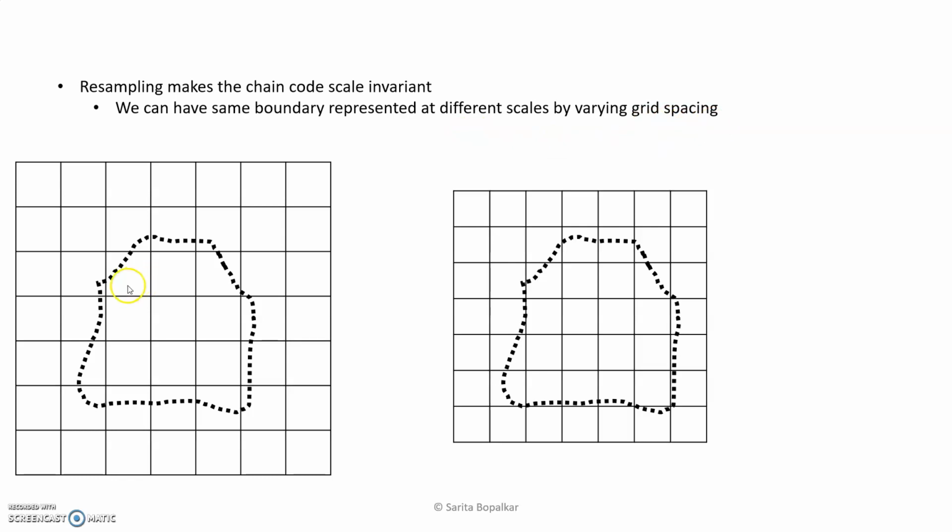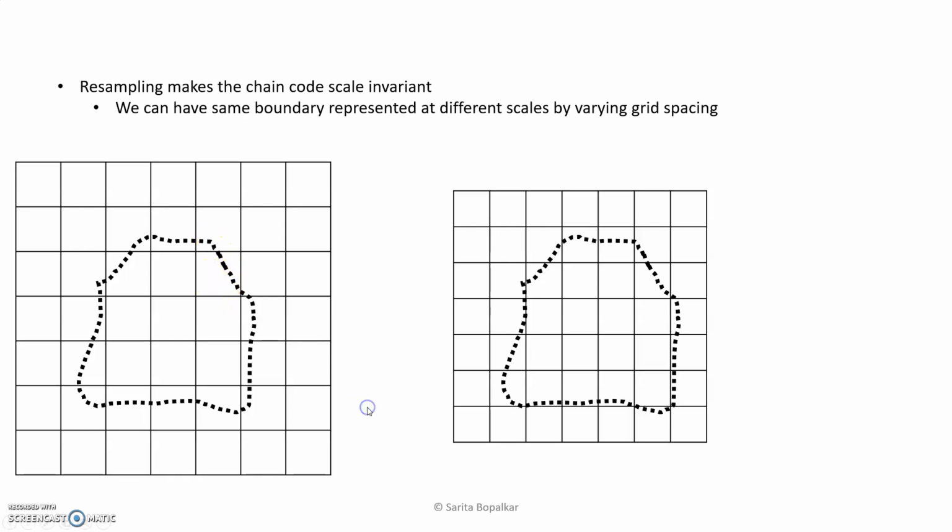Thus, the advantages of sampling the original district boundary by grid points are: it shortens the chain code length, then it avoids the noise due to discretization or maybe noise in the image, and the third advantage is it makes the chain code scale invariant.